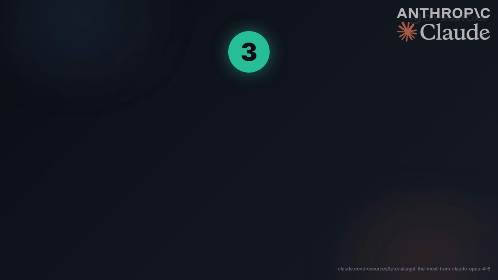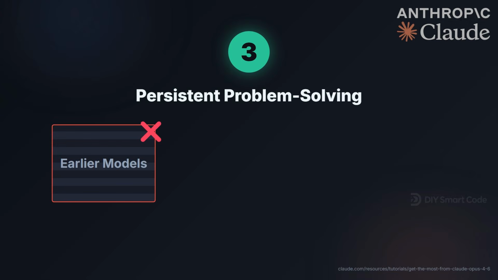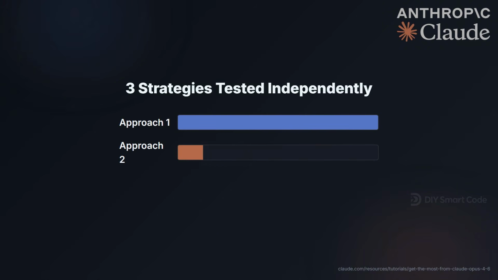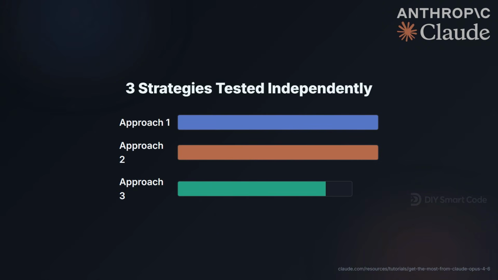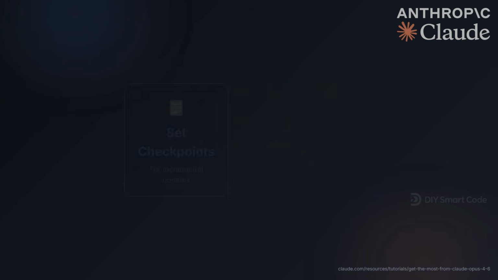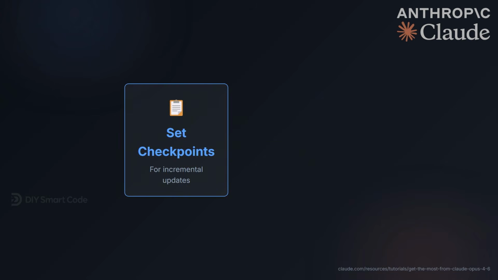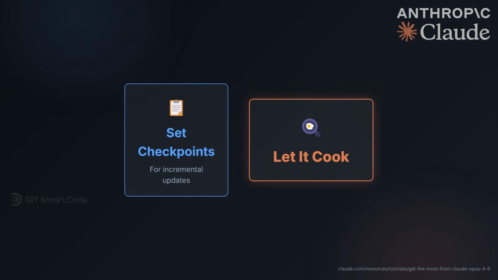Shift number 3. Persistent problem solving. Earlier models would hit a wall and ask you for help. Opus 4.6 tries multiple approaches independently. It'll test 3 different strategies before asking a single question. Complex multi-step tasks succeed on the first attempt far more often. Set checkpoints if you want incremental updates, but otherwise, let it cook. The model's tenacity is one of its biggest upgrades.